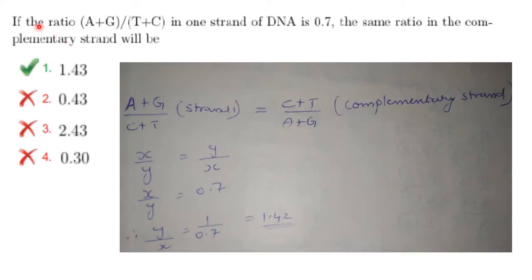Now next one. If the ratio of A plus G by T plus C in one strand of DNA is 0.7, what will the same ratio be in the complementary strand? So A plus G by C plus T is equal to C plus T by A plus G in the complementary strand. Suppose we take A plus G by C plus T as X by Y, then C plus T by A plus G will be Y by X. So X by Y is equal to 0.7, Y by X will be the reciprocal of that, that is 1 by 0.7, that is 1.42. So the answer is option 1, 1.43.